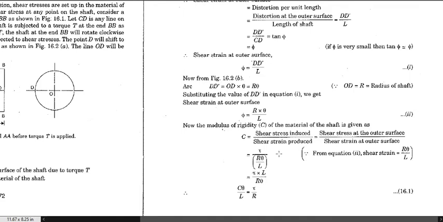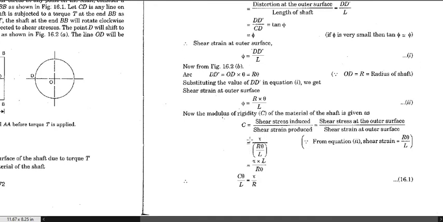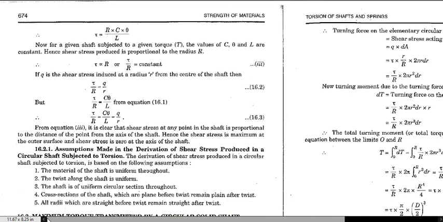Similarly, we know that the modulus of rigidity is shear stress over shear strain, so just put the formula here. You will get the equation C theta over L equals tau over r. From that equation you can easily calculate the shear stress, which equals r times C times theta over L. This tau is the stress you have calculated, which is on the outermost fiber of the shaft.